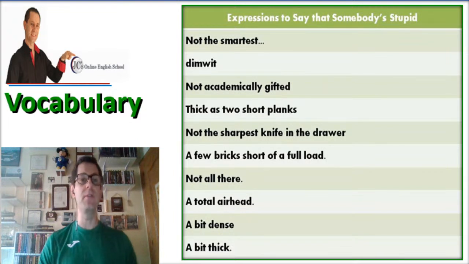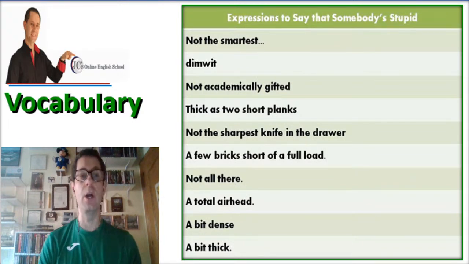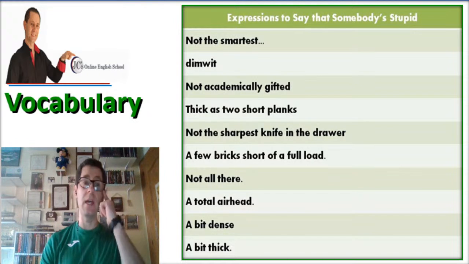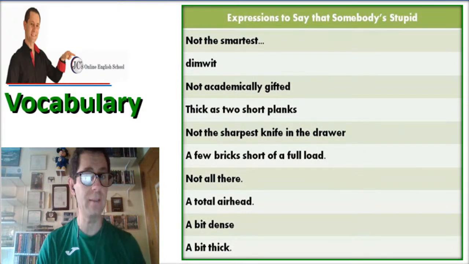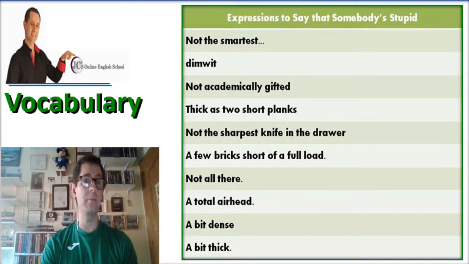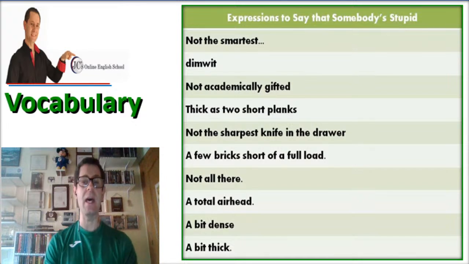Let's review expressions to say that somebody's stupid. You can say not the smartest. You can also say dimwit. You can say not academically gifted. You can say thick as two short planks. Some of them are idiomatic. You can also say not the sharpest knife in the drawer, or a few bricks short of a full load. You can also say not all there, a total airhead, a bit dense, and finally a bit thick. So once again, these are expressions to say that someone's stupid.